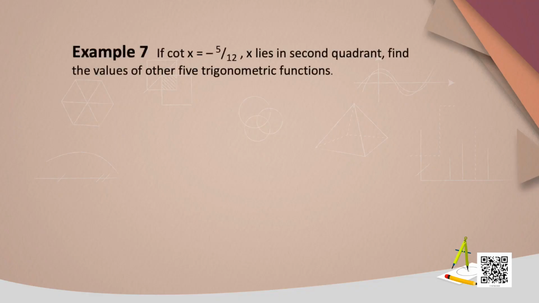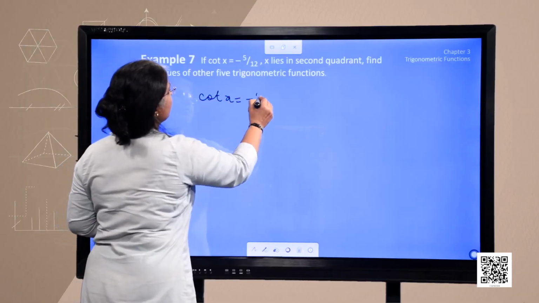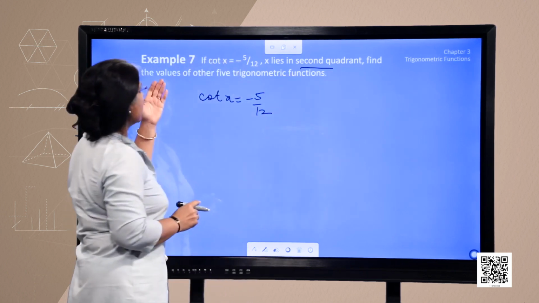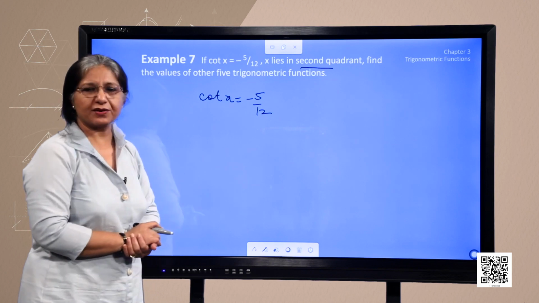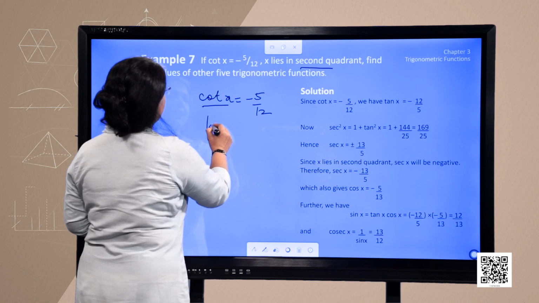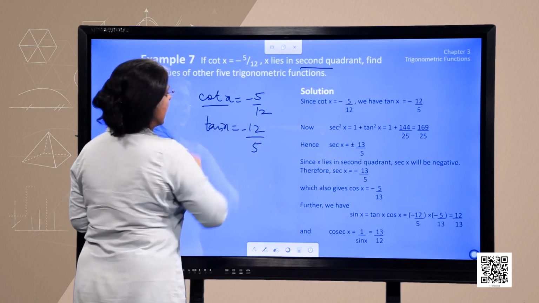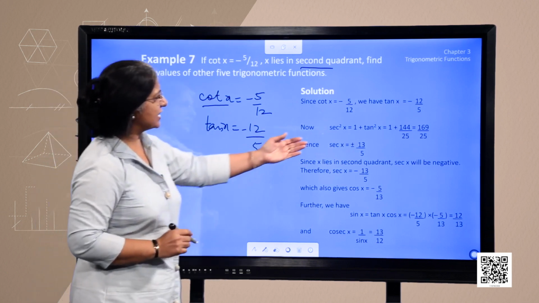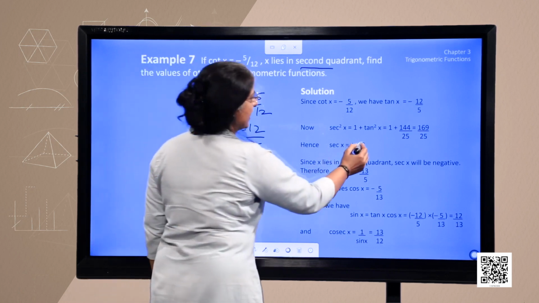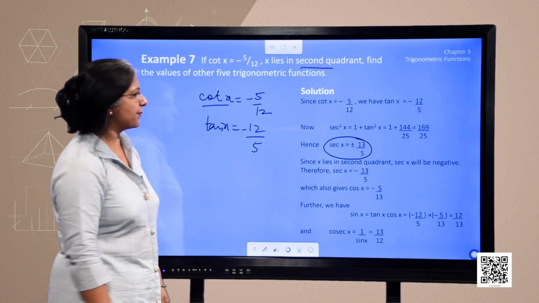Now, in this example, we have been given the value of cot x, that is equal to minus 5 by 12, and x lies in the second quadrant, and we have to find the values of the other trigonometric functions, same as the previous example. If cot x is given, we can find out tangent x as its reciprocal, and applying the relation 1 plus tangent square x equal to secant square x, we can find the value of secant x, in the same fashion as we did in the previous example.